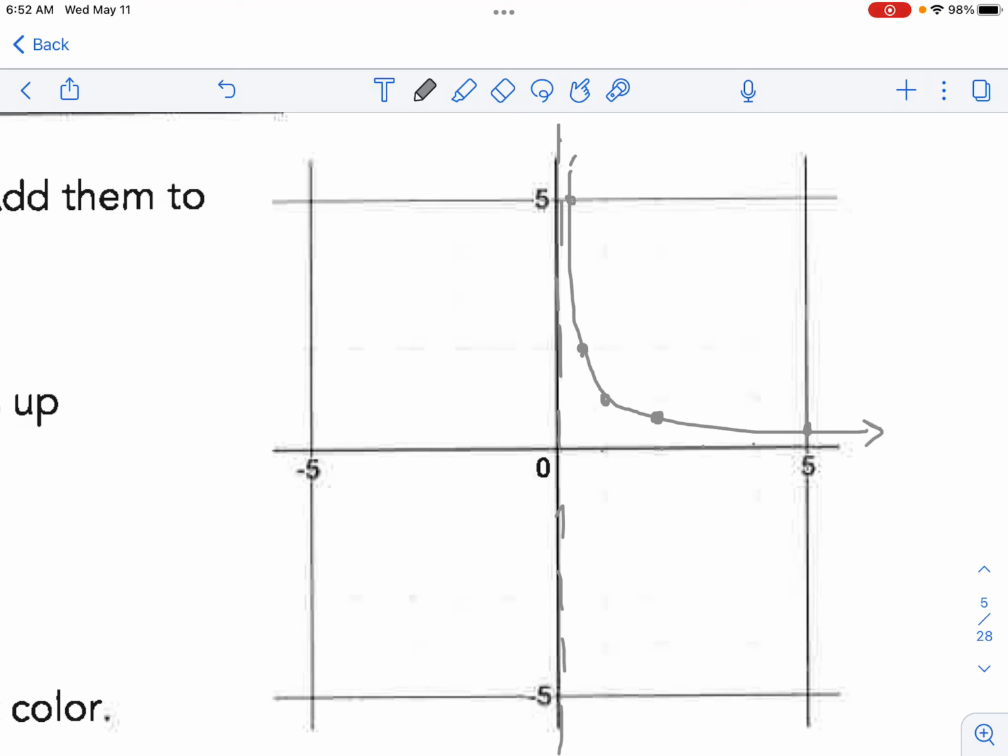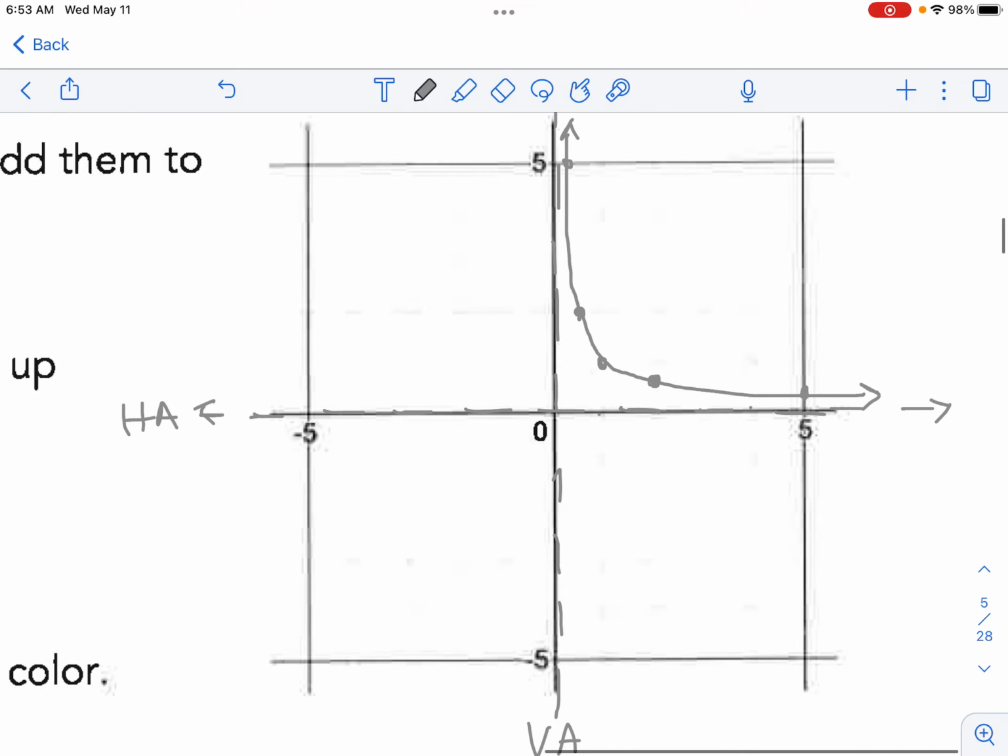And we know that as x gets bigger, we have a horizontal asymptote at y equals 0. I said that wrong. So we know that this is a horizontal asymptote on a rational function.